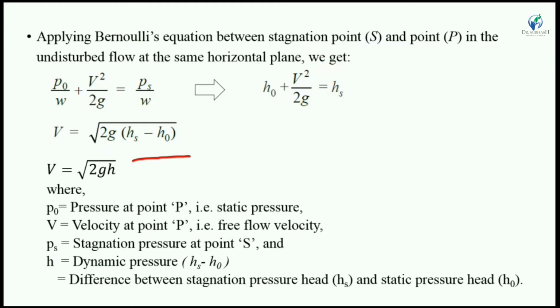Now HS minus H0 is equal to H, and H is the dynamic pressure head. The dynamic pressure head is defined by the difference between the stagnation pressure head and the static pressure head. Okay, and this is the equation of velocity of the Pitot tube. So we can measure the velocity through the Pitot tube by this equation.